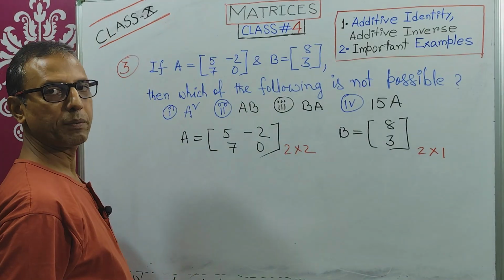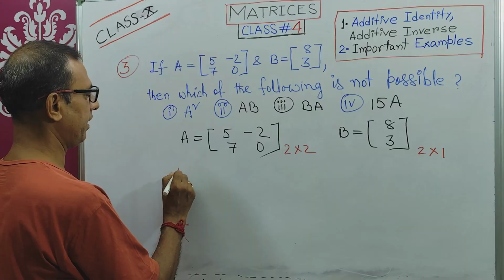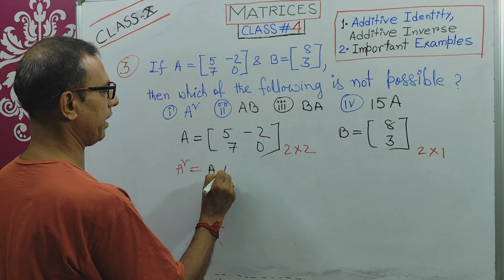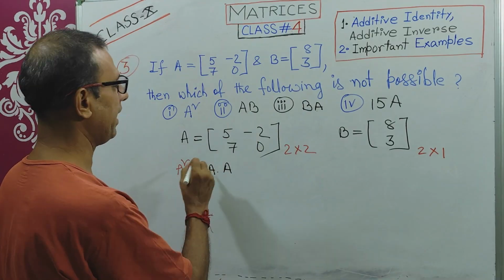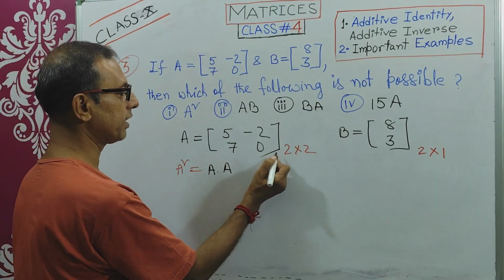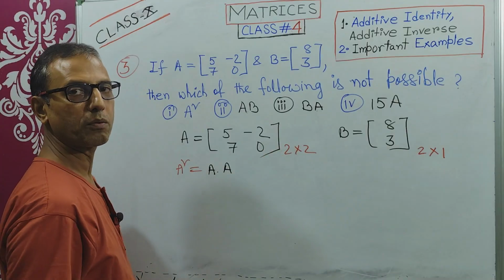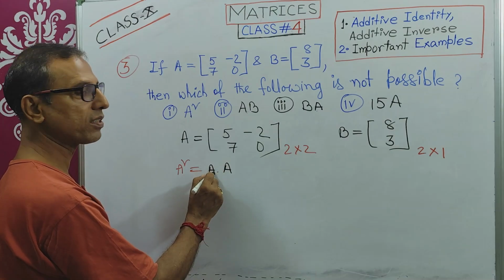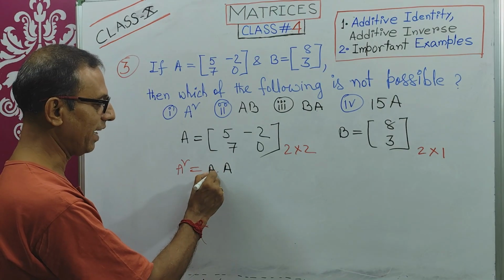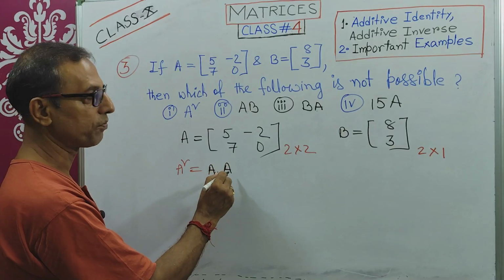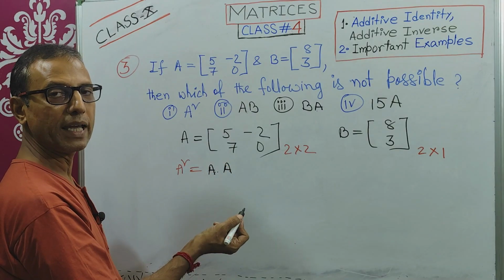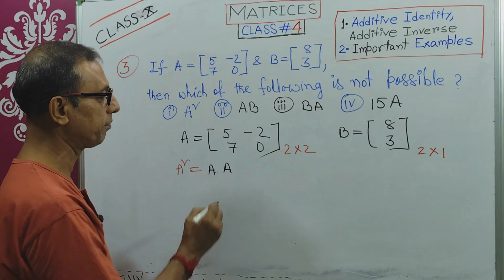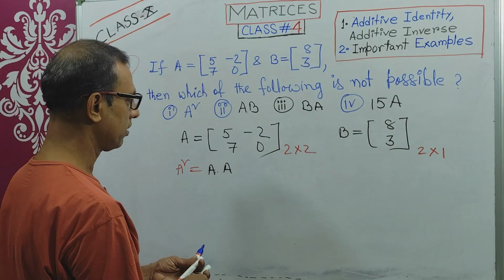So now come to A square, that means A into A. When you are multiplying A with A, since it's a square matrix, both rows and columns are equal. That means A square is possible. The number of columns in the first matrix, that is A, is equal to the number of rows in the second matrix, that is also A. So in both cases, the number of columns and the number of rows are the same. That means A square is possible. This one is possible.